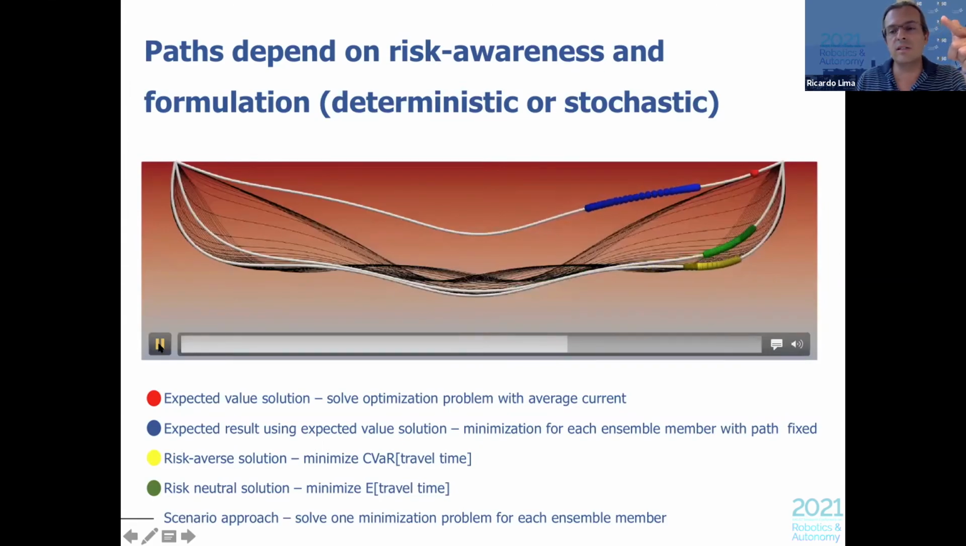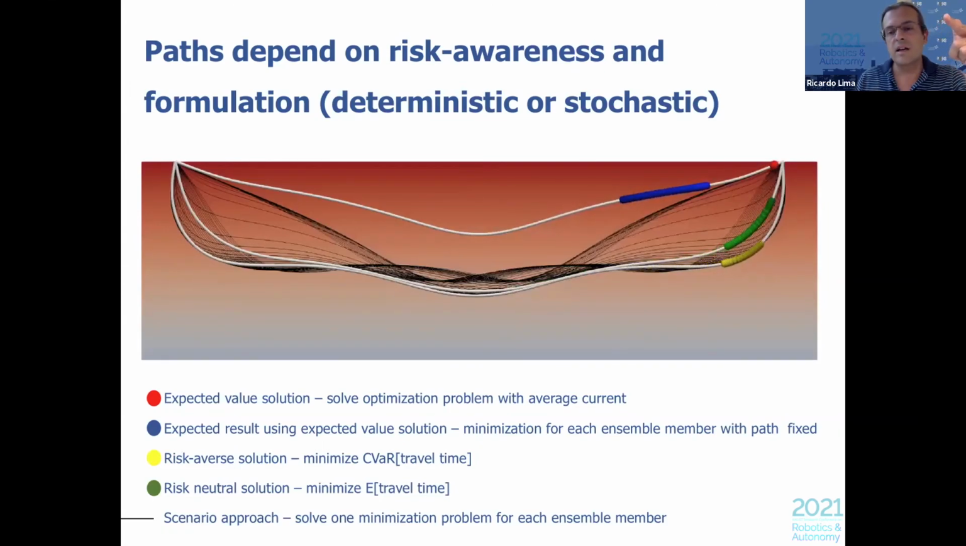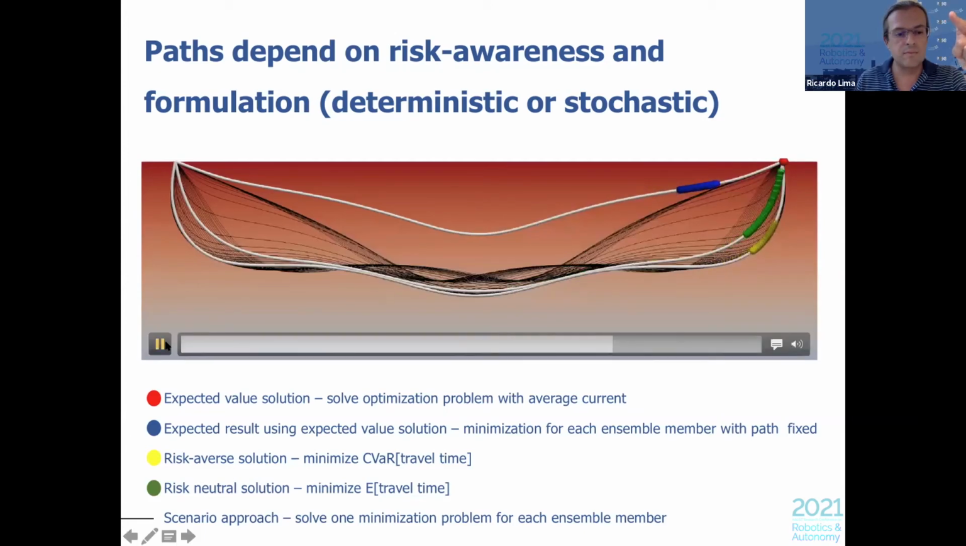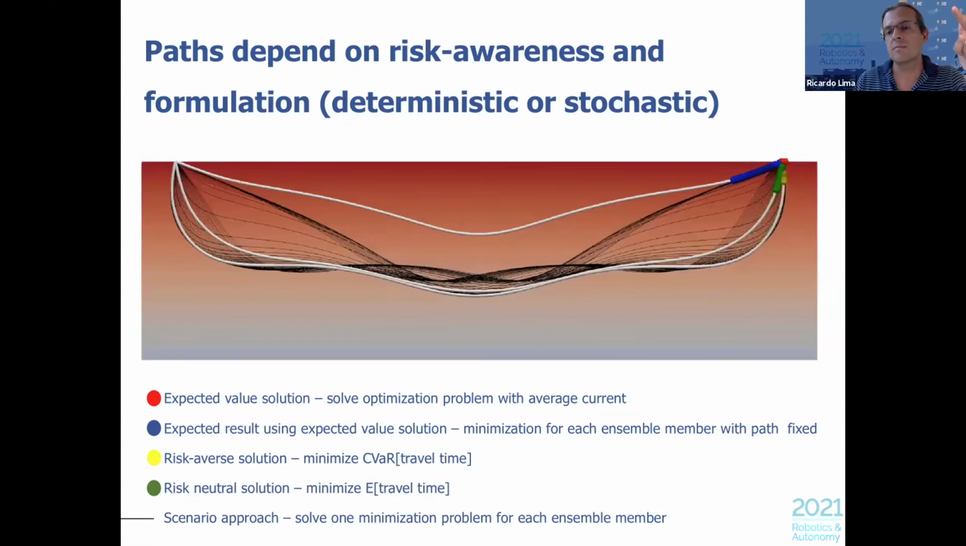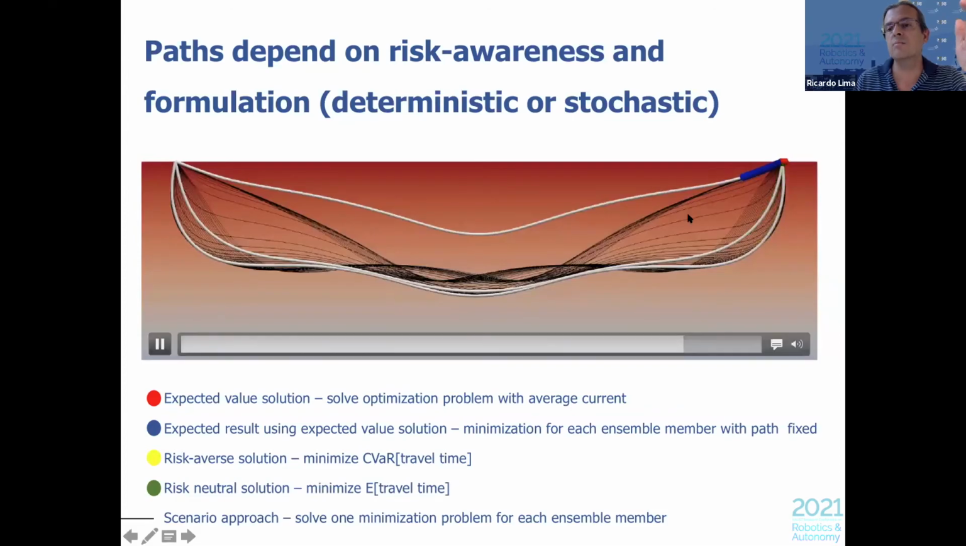But what is interesting here is that the red line was the first. On average, the green is faster, but in fact, the yellow, these last worst times, will get there before, because in this case we were trying to minimize the worst times. And the blue is when you are trying to optimize for each scenario with the path fixed.